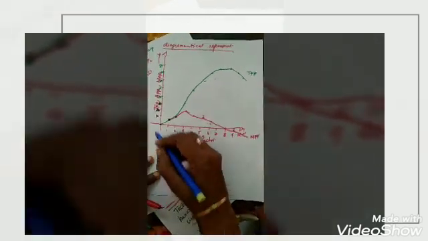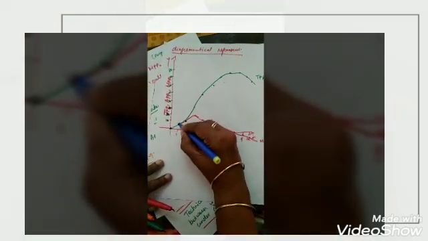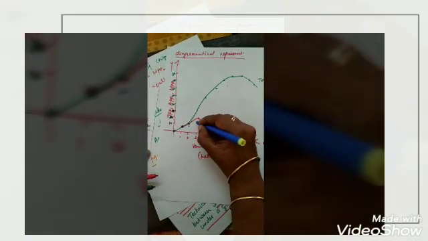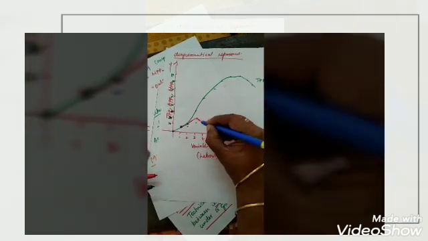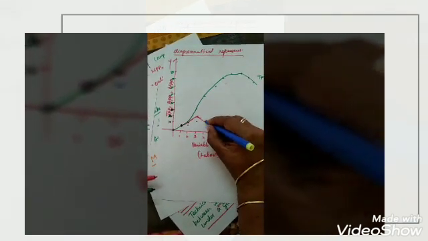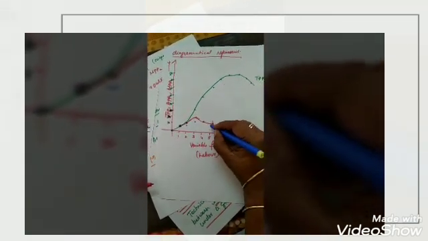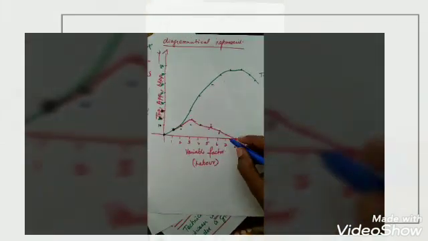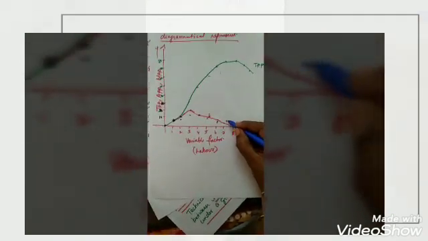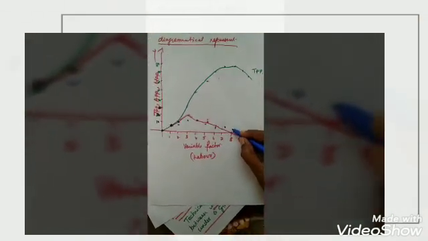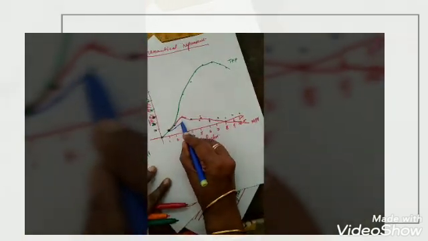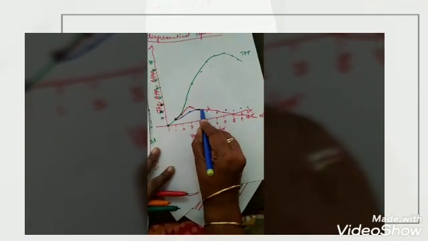How to find out the APP? See, APP 0, 4, 7, 11.33, then 12.5, then 12.4, then 11.6, then 10.5, then 9.2, then 7.7, then 6.2. Combine all the points together.